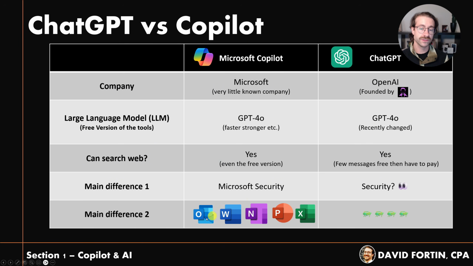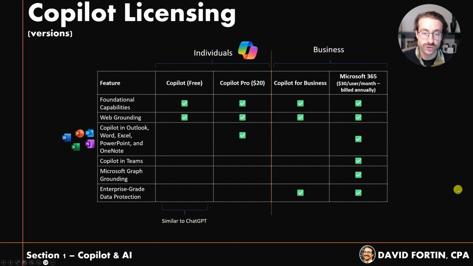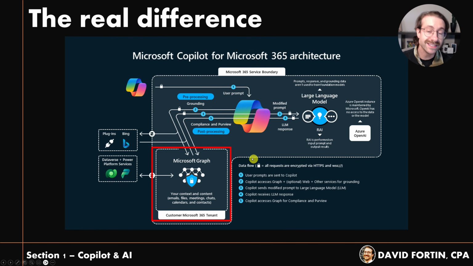And then the main difference number two is that it is integrated in your 365 apps. And this is what I want to show you here. This is the real difference, okay, between ChatGPT and Copilot: Microsoft Copilot is integrated when you pay for it. There's a business license. I'll get back to the licenses in a few seconds. It is really where it unlocks the potential of Microsoft Copilot.